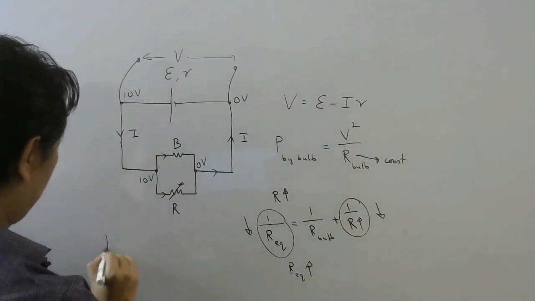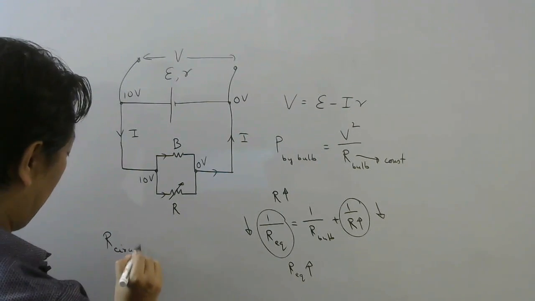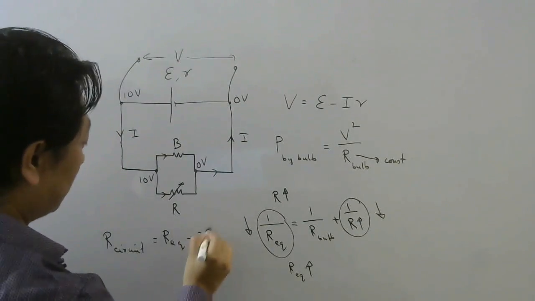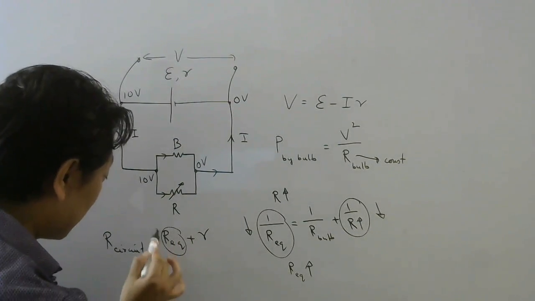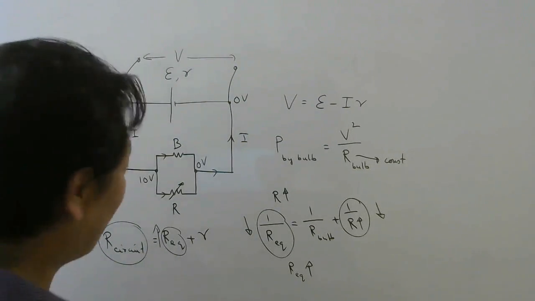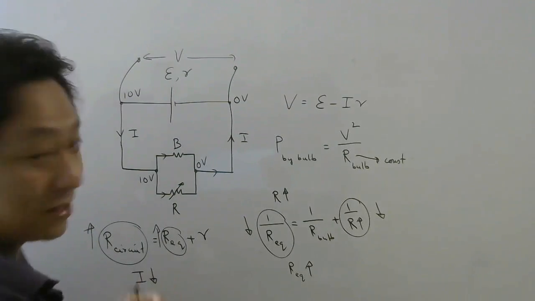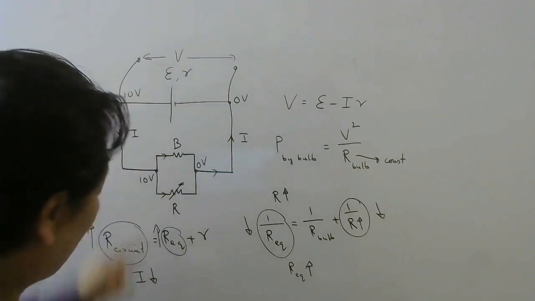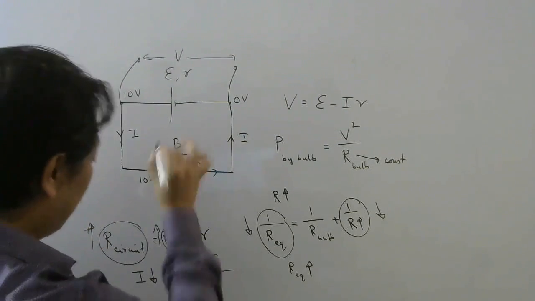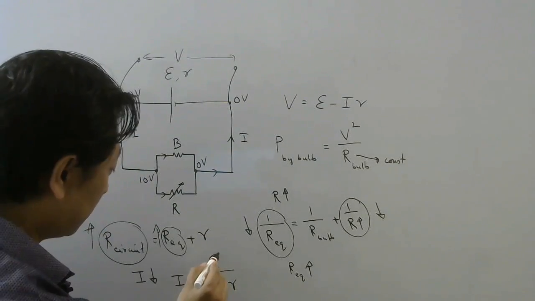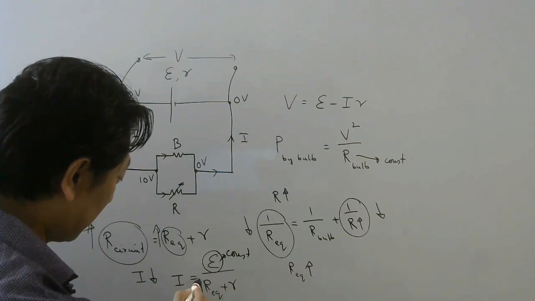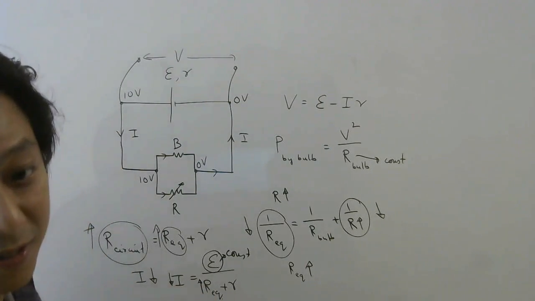So the total resistance of the circuit, if I ask, will be R equivalent of these two plus whatever internal resistance is there. Now since R equivalent increases, this will also increase. So if the resistance of the circuit increases, the current in the circuit should decrease, right? Because the EMF is constant. What is the formula for current? EMF by total resistance, external plus internal, right? So since EMF is constant but R equivalent is increasing, the current in the circuit should decrease, right?